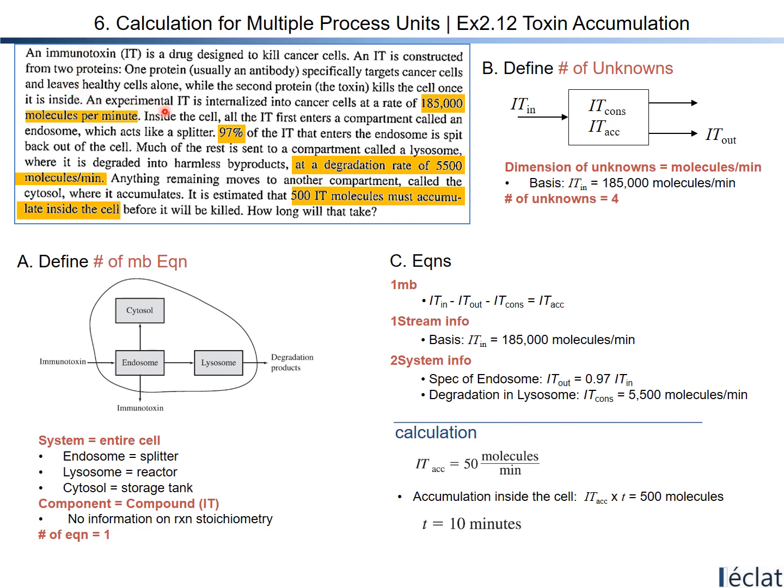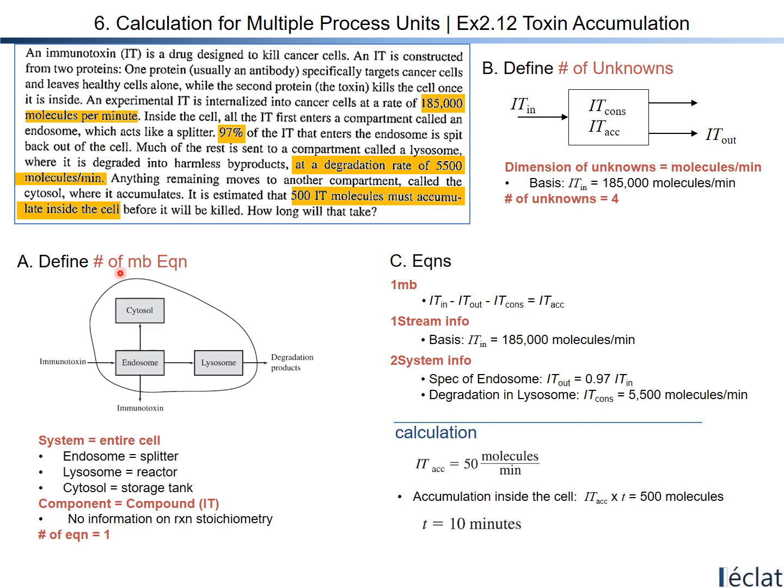An experimental immunotoxin is internalized into cancer cells at a rate of 185,000 molecules per minute. So it is a kind of basis. Inside of the cell, all the IT first enters a compartment called an endosome. It is a kind of entrance which acts like a splitter. 97% of the IT that enters the endosome is spit back out of the cell.